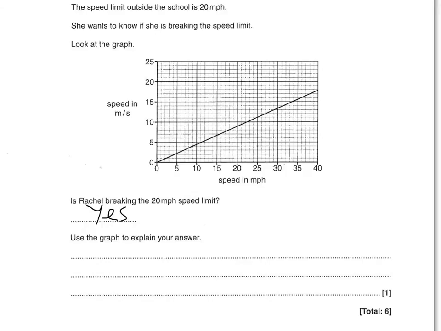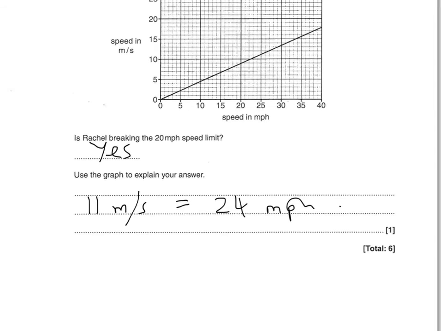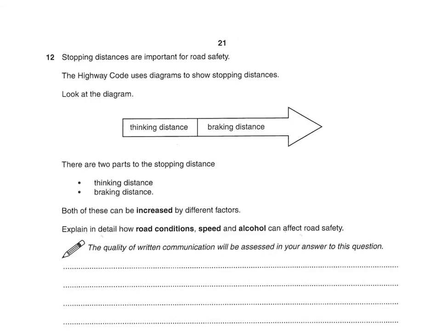But that doesn't get your mark. The mark is for saying that 11 meters per second equals around 24 miles per hour. So 11 meters per second equals 24 miles per hour, and that would get you the mark. So yes doesn't get your mark. You've got to explain it.